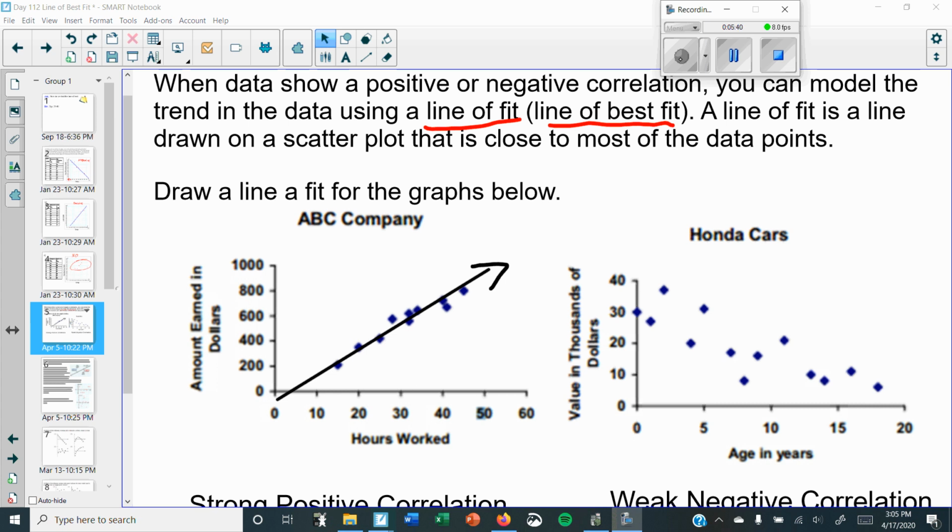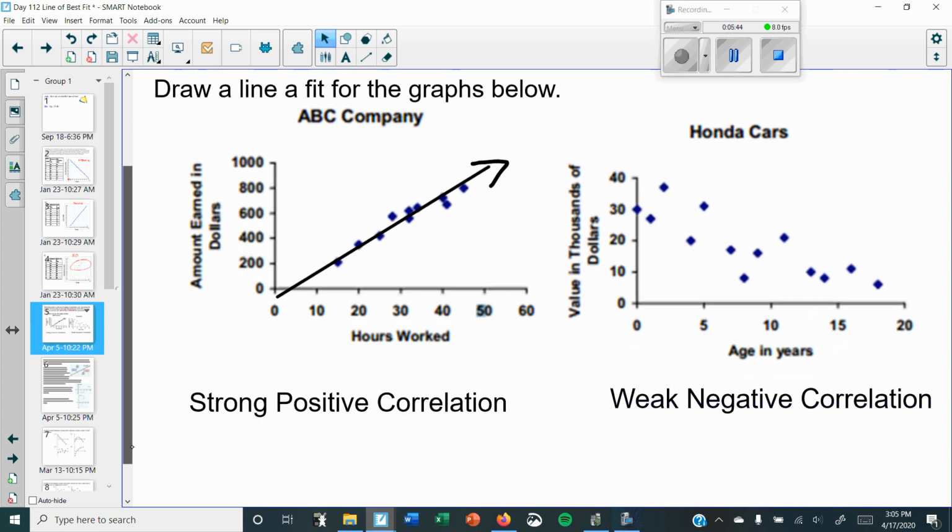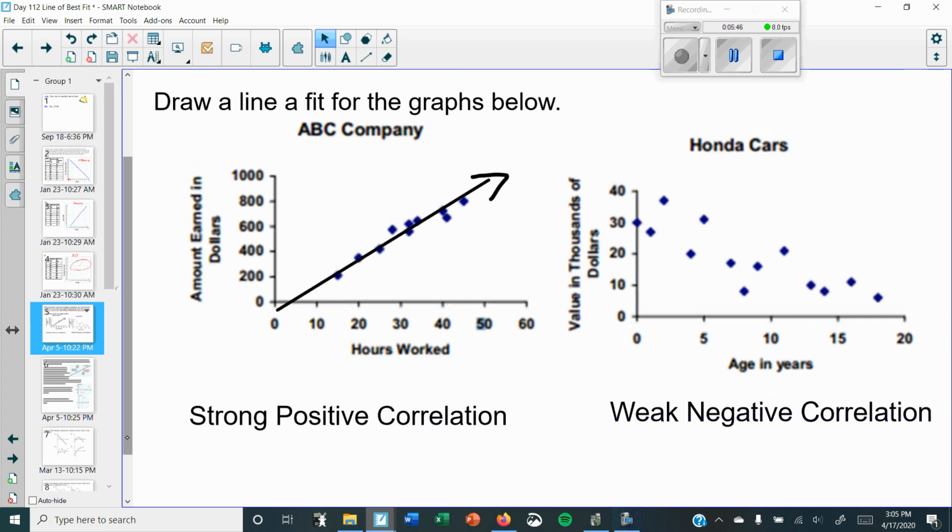So doesn't that make sense that the more hours you work, the more money you'll probably make? So we say that this is a strong positive correlation. And what we mean by a strong correlation, meaning there is definitely a relationship between the hours you work and the amount of money you get paid. The more hours you work, shouldn't you get paid more for that?